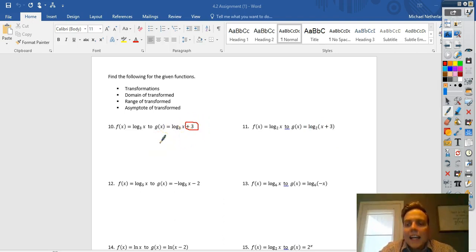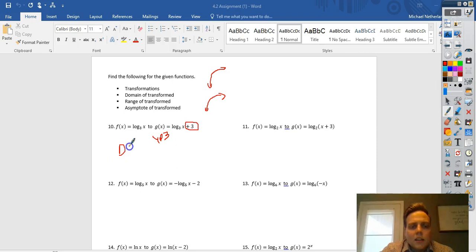So if I'm adding 3 outside the function, that means up 3. Okay. So I went up 3. So I went from looking like this to looking like this. Can you really tell a difference? No! Up 3 doesn't really change much for a log graph. Okay? Going up 3 does not do much for a logarithmic graph.